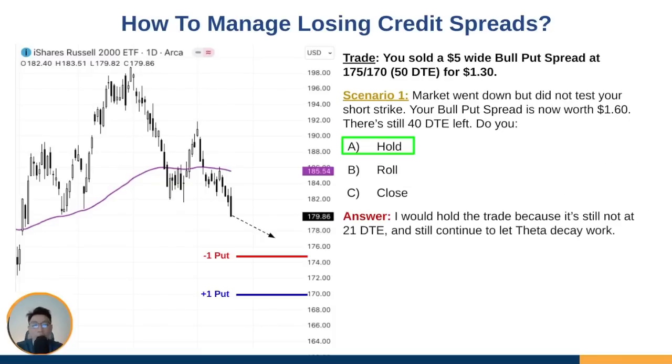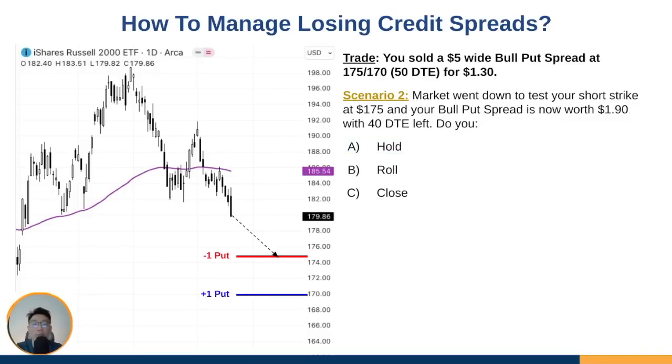Now, for me personally, I would still hold on to the trade because it's still not at 21 DTE, and at this point it's still too early. I still want to let theta decay work. Remember, when you're trading credit spreads, or any short option strategies, we are making use of theta. So although the market has gone down and you're in a loss, you do not have to panic. It's not even near your short put strike right now. You just have to let theta work. Even if you hold all the way to expiration and it expires just slightly above your short put, let's say around 176, which is above your short put strike of 175, you're still going to be profitable. So there's no need to panic at this point. All you have to do right now is simply hold it.